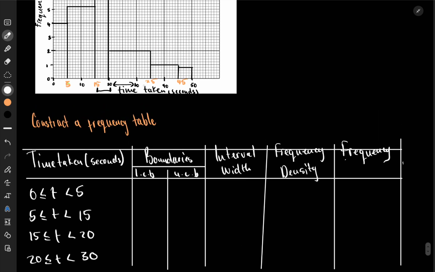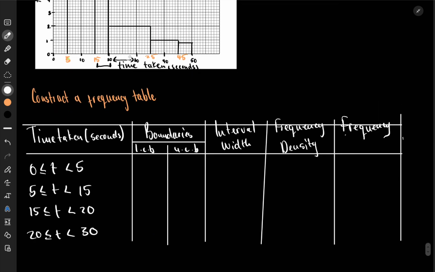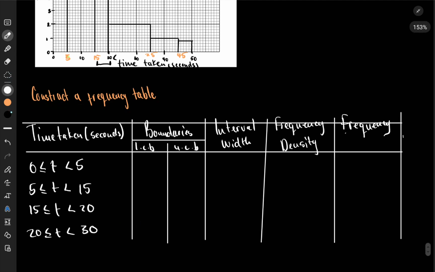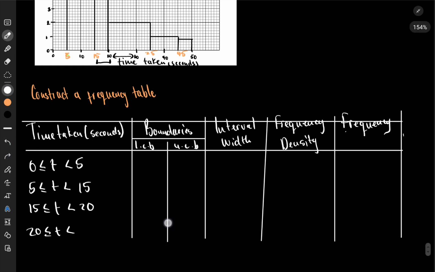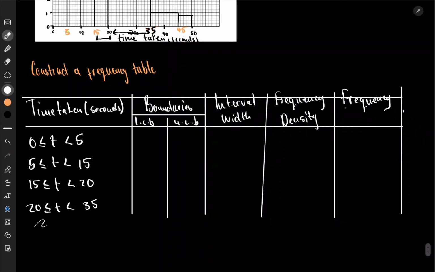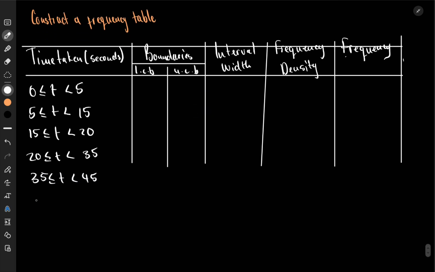And then I can see the next one. Oh, it's not from 20 to 30, I'm sorry. It is from 20 all the way to 35. So it's 20 less than or equal to t, which is less than 35, because it keeps going. Then I have 35 to 45, so 35 less than or equal to t, which is less than 45. And then I have 45 to 50, so 45 less than or equal to t, which is less than 50.